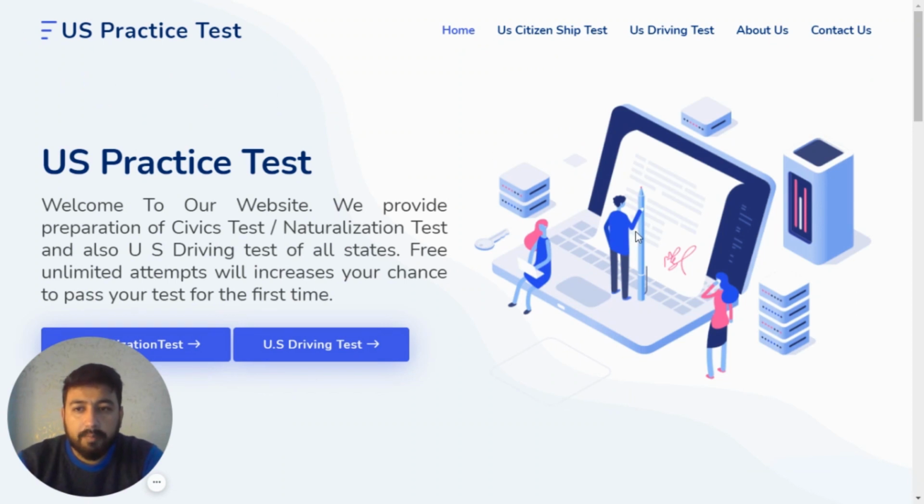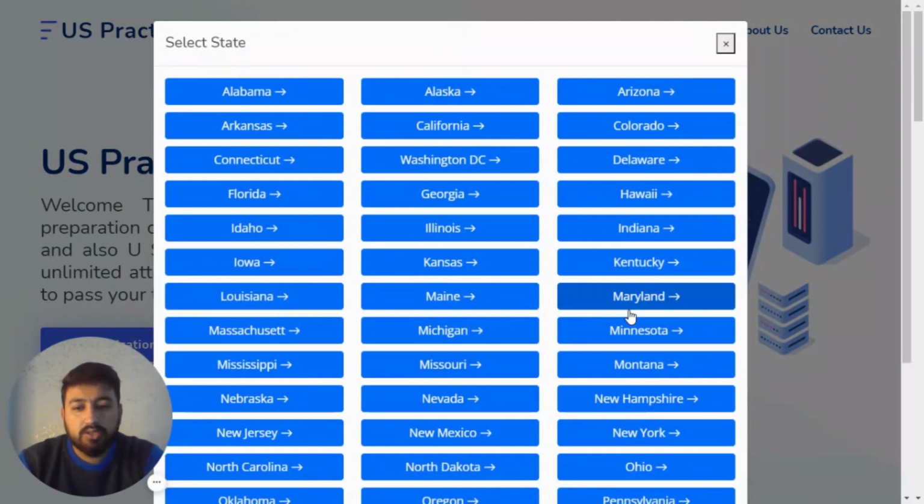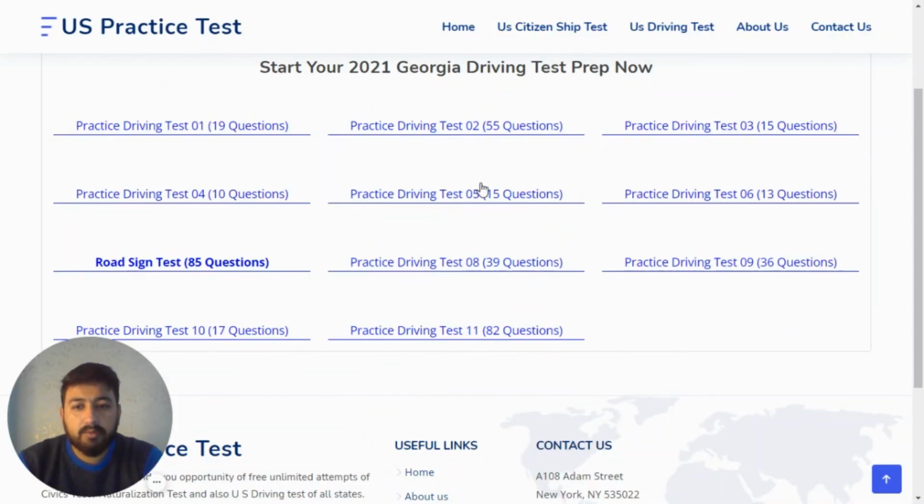So I'm on the homepage of US practice test website, and I'm going to click on US driving test. So these are different states of US. So you need to find out the Georgia State. So the Georgia State is there. I'm going to click. Right. So we have total 10 quizzes as I explained. So now it's time to move forward and click on practice driving test number 1, which have 19 questions, and we are practicing these questions together.